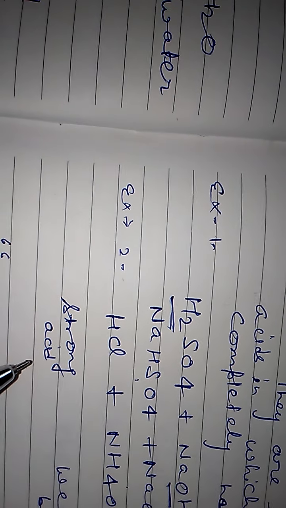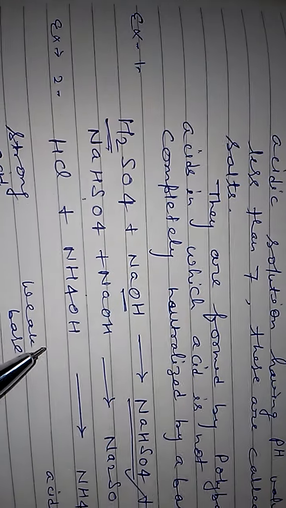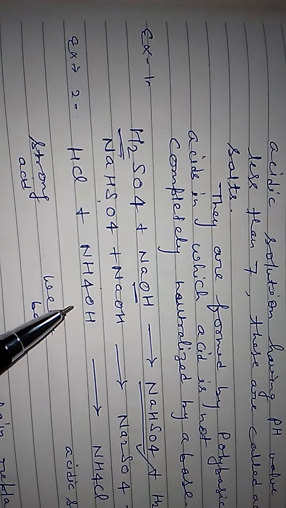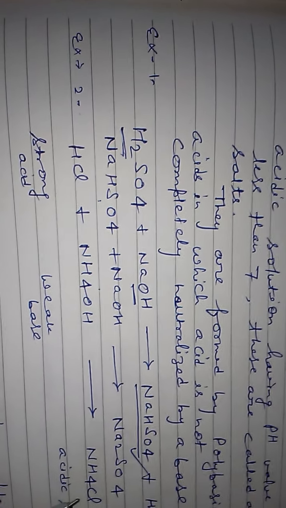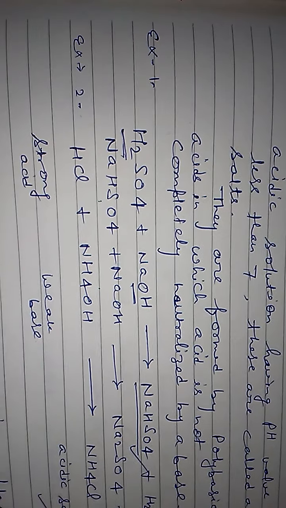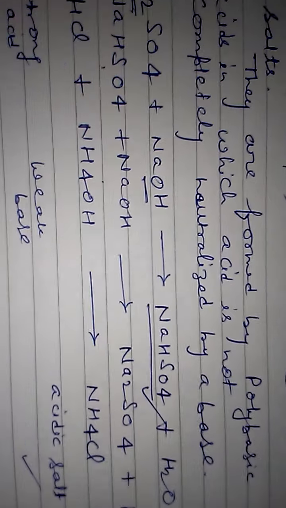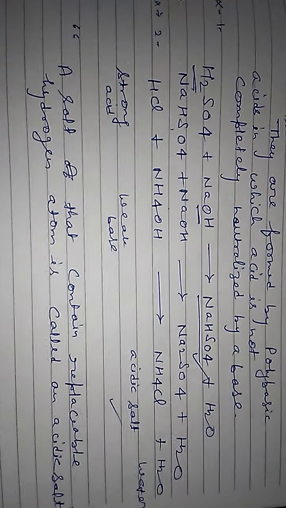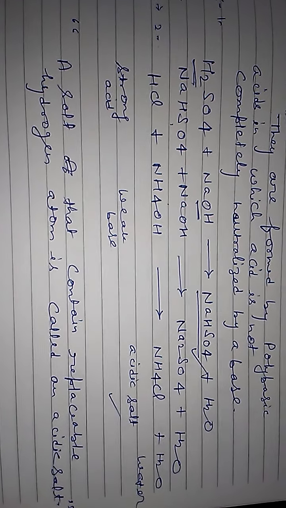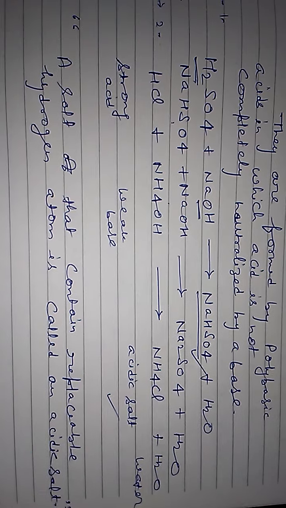Second one: HCl is a strong acid and NH4OH is a weak base. When HCl reacts with NH4OH, the product formed is NH4Cl. This NH4Cl is an acidic salt, and the other product is water. HCl plus NH4OH gives NH4Cl plus H2O. NH4OH is also called ammonium hydroxide and NH4Cl is called ammonium chloride.